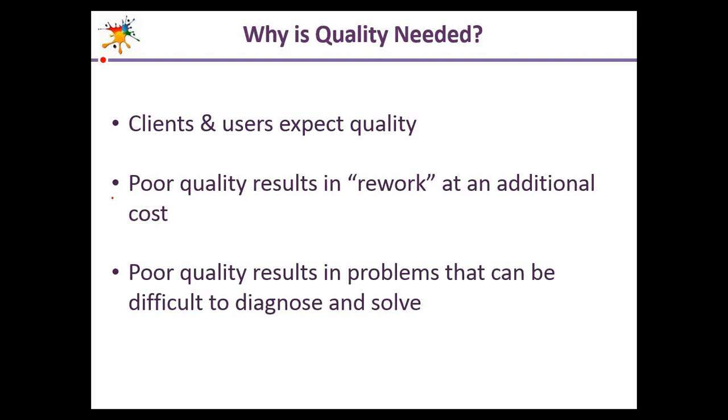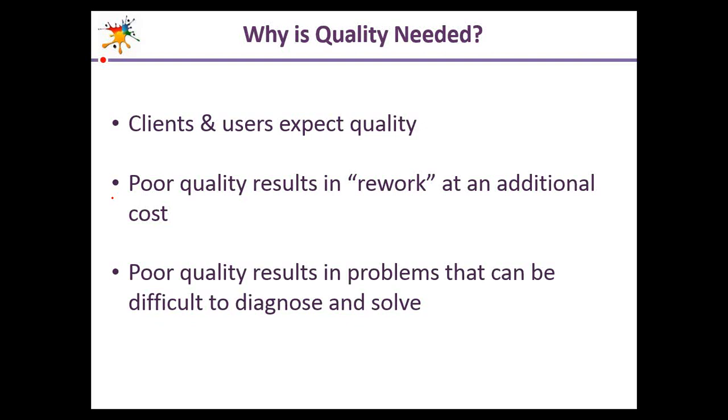Then poor quality does what? It results in rework at an additional cost. Sometimes we see that due to poor quality, we need to invest more time or do much rework to fix that quality, which not only takes away the time but also incurs an additional cost. Then poor quality results in problems that can be difficult to diagnose and solve. It often happens in the software industry that a quality problem occurs and we are running behind just to figure out the reason behind that problem. So these are the three major factors for which we feel quality is needed.